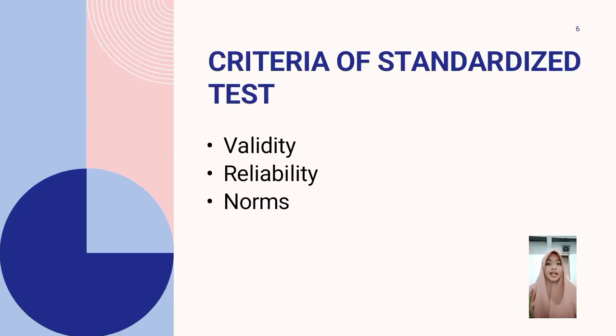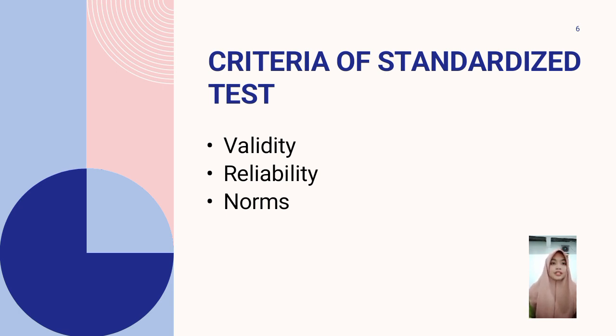Okay, the last material is about criteria of standardized tests. In the criteria of standardized tests, there are validity, reliability, and norms. Validity refers to the appropriateness and meaningfulness of the test. The test should measure what it is supposed to measure.